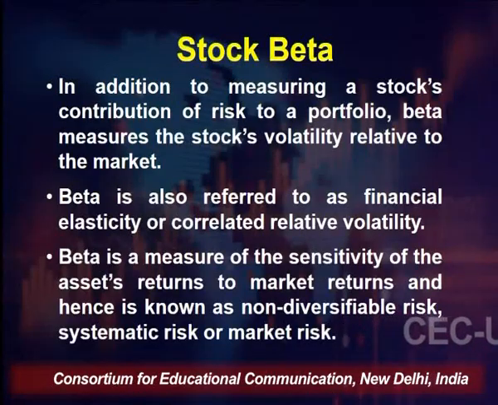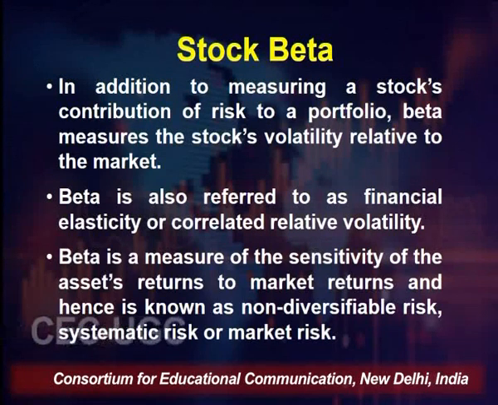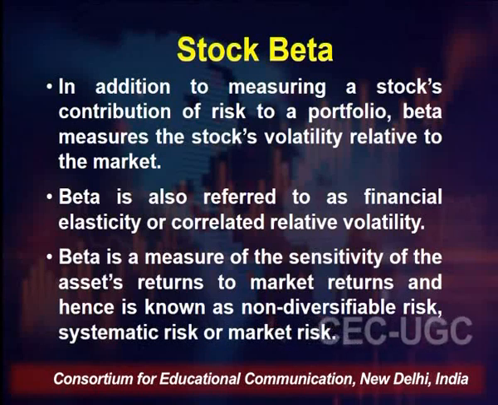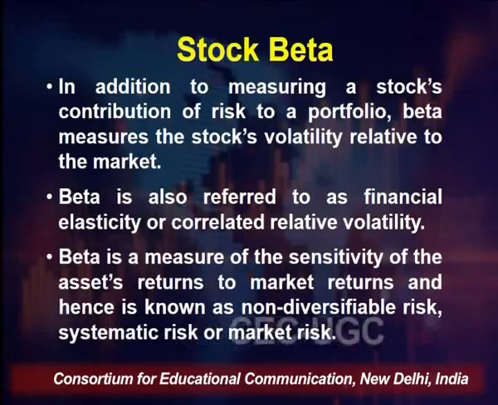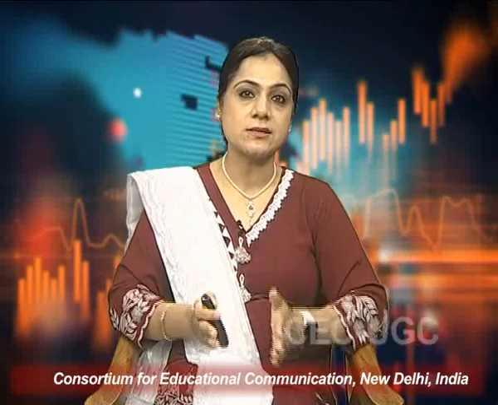So, beta is a measure of the sensitivity of the asset's returns to the market returns, and hence it is known as non-diversifiable risk, or we can call it systematic risk or market risk. As the name itself suggests, we cannot diversify it. That means whichever stocks we put our funds in, we still have in our portfolio the basic systematic risk.